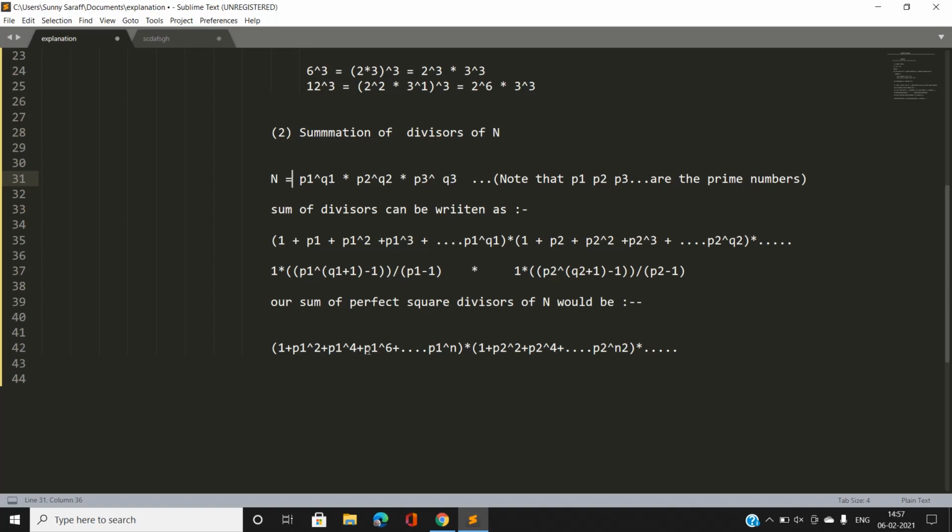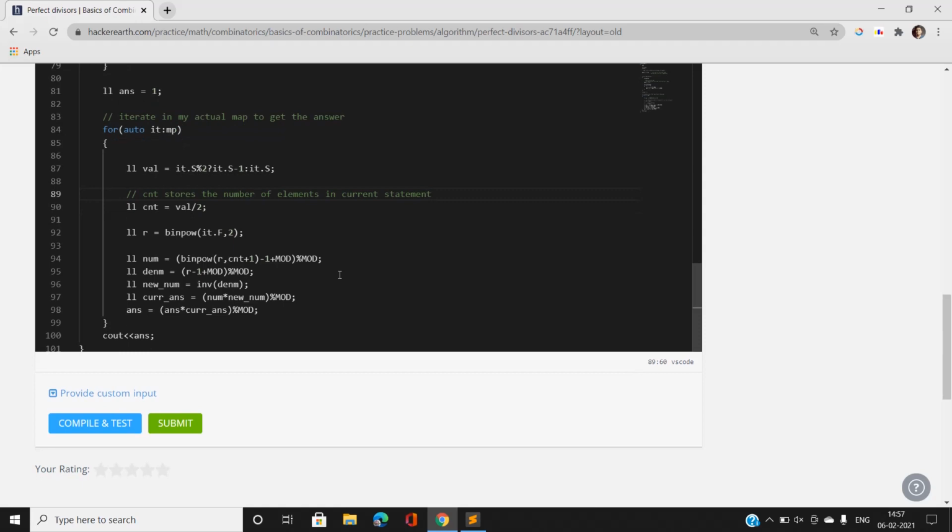So if n is going to be odd, I am going to reduce it by 1 and divide it by 2, so that I find out the number of elements in this case. And if n is even, I'm going to divide it by 2 as it is. So it will give the number of elements in this case. I am going to do this for every pi power qi. That is, count is going to store the number of elements in the current statement.